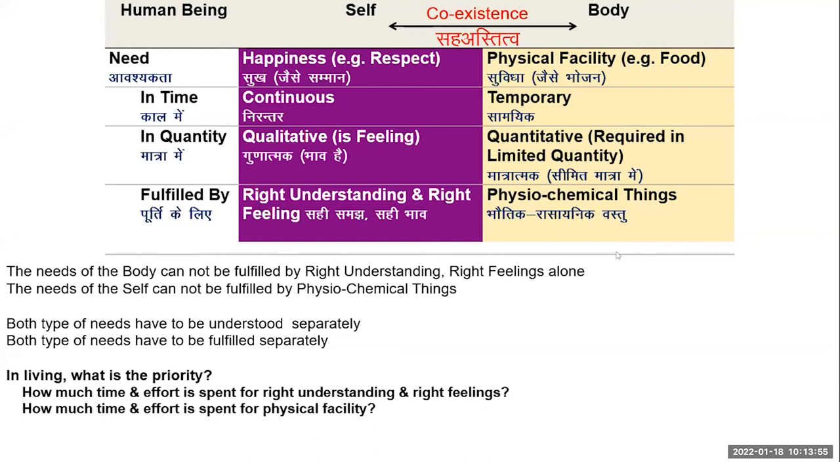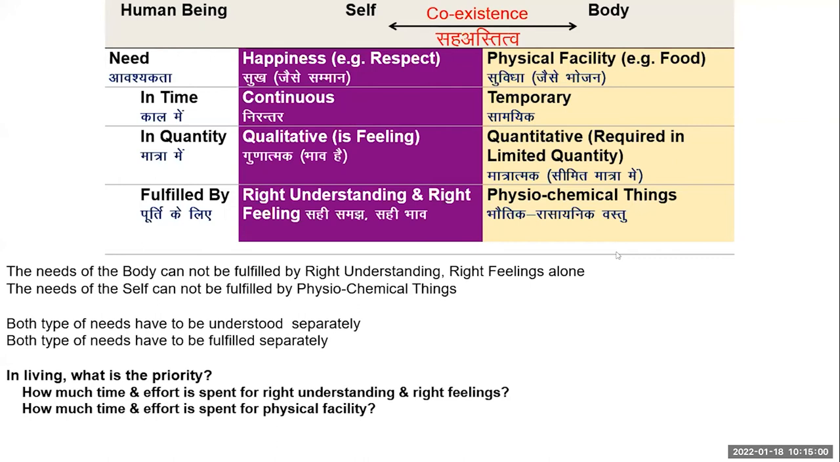Yes, good morning, sir. With the first statement, we have to check carefully, as you have mentioned clearly, that the needs of the body and the needs of the self are different, and we need different things, like physiochemical things for the body and feeling and right understanding for the self. But without right understanding, how can we go for the physiochemical things? Yes, sir. Suppose the physiochemical thing is some poisonous food. My right understanding is required to understand that this may be poisonous for this particular body of mine. In that sense, sir, right understanding is required at the core. Otherwise, we may decide wrong things, sir.